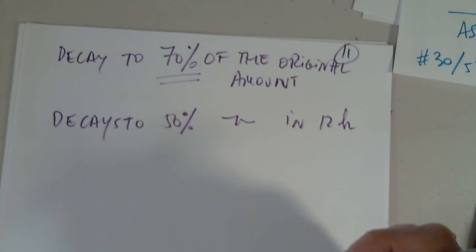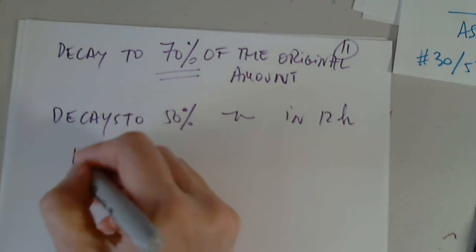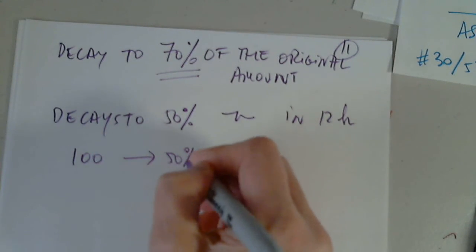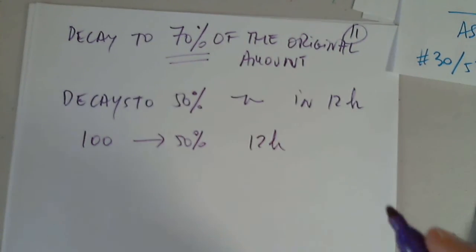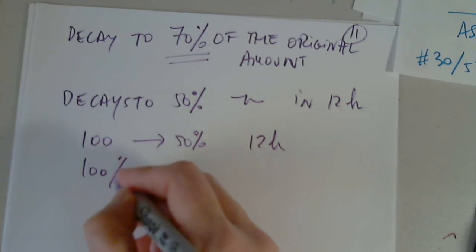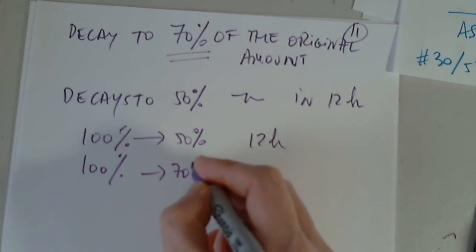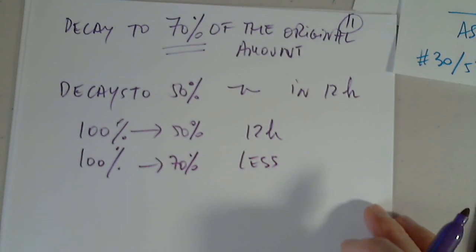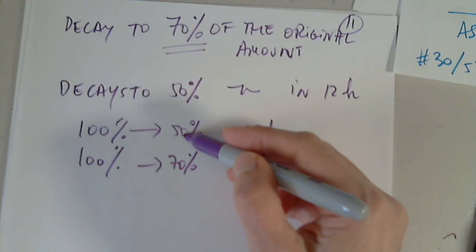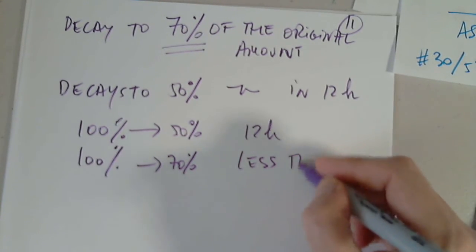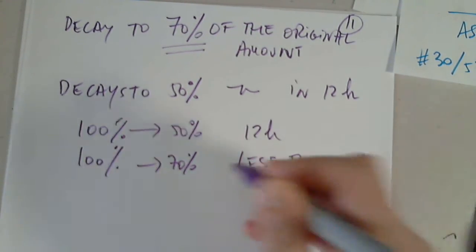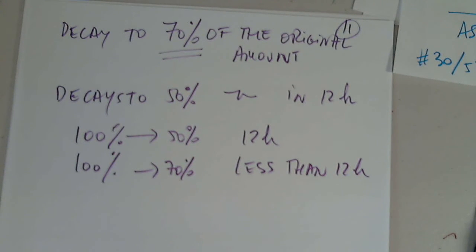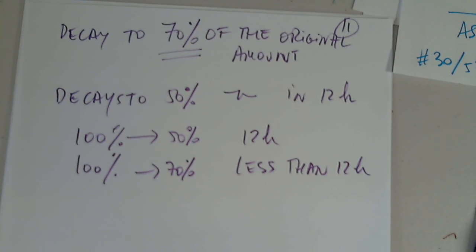of the original amount. So from 100% to 50%, it takes 12 hours. From 100% to 70%, it has to be less, because it takes 12 hours to go to 50. It will have to take less than 12 hours to get to 70. This is not the calculation. I'm just making sure we understand this. Because if the answer is more than 12 hours, we know something is wrong.